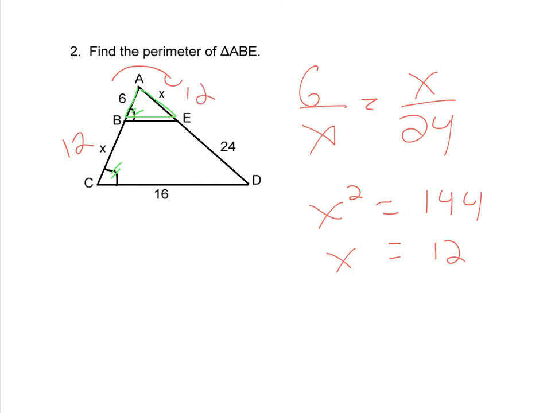And that makes sense now because 6 is to 12 as 12 is to 24. We want to find the perimeter of ABE. Well, if I highlight this, it looks like in blue I have 6 plus 12 plus this piece right here. Well, what is this piece?